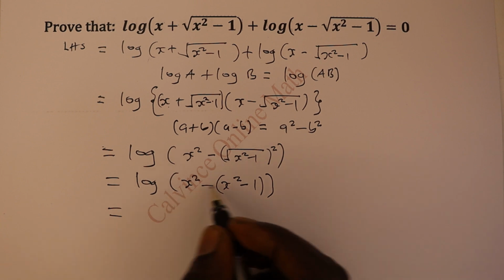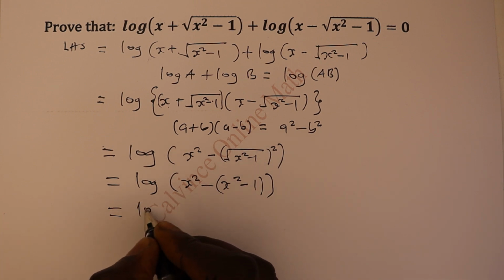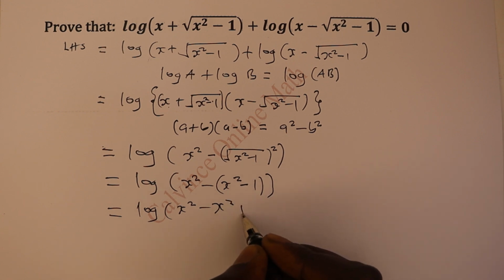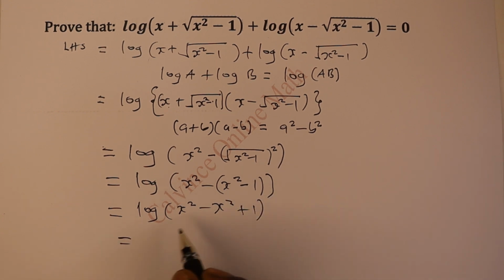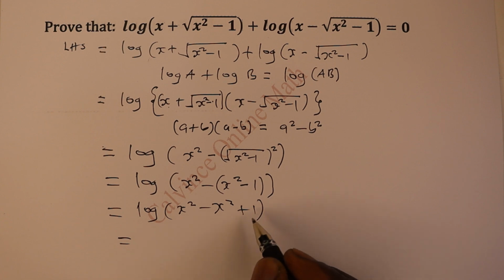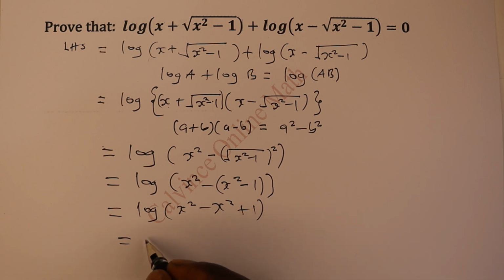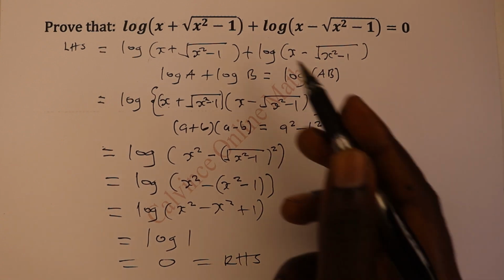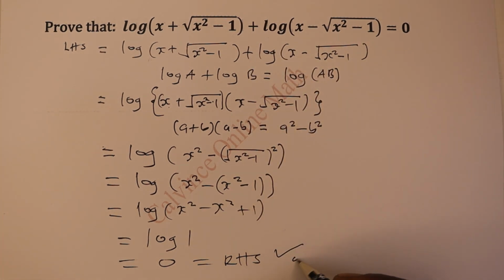Then the next step is to just open up the bracket. We'll have the log of x squared minus x squared plus 1. So x squared minus x squared is 0, so we're left with just 1. That means you have the log of 1, and the log of 1 is equal to 0. And that is what we have on the right hand side of our equation. So that is the proof.